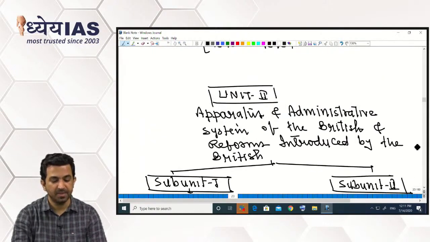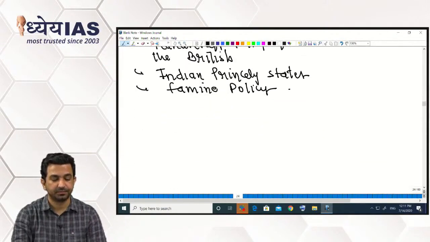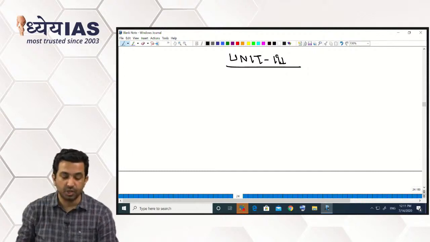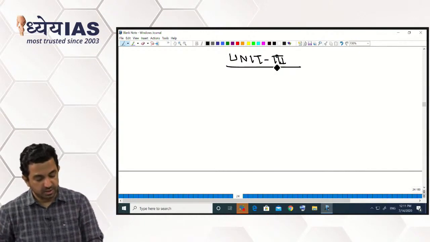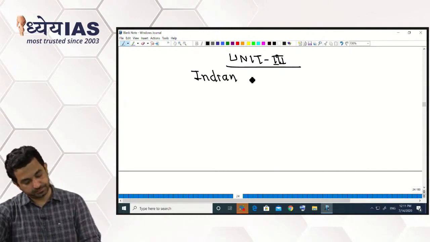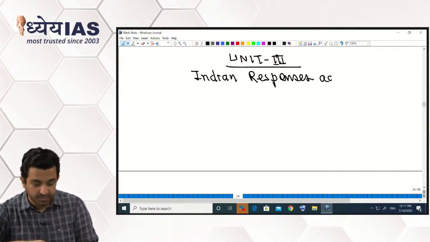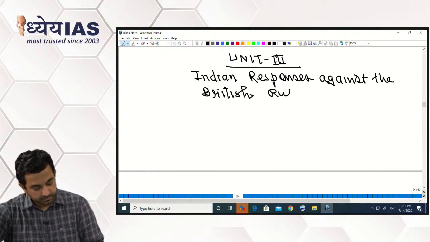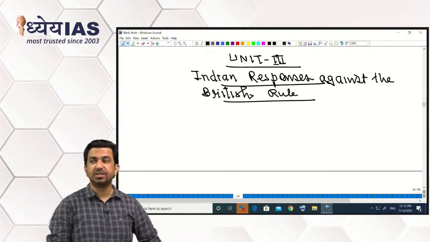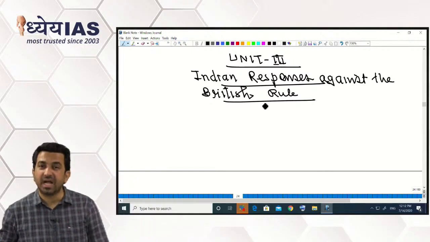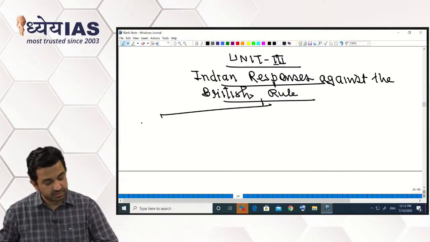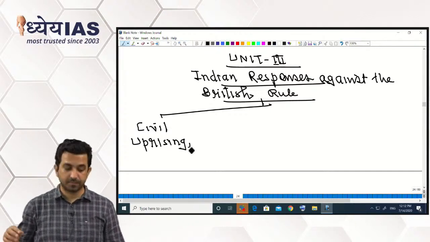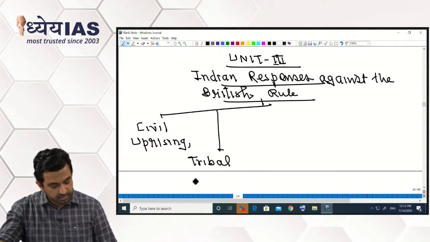So that covers unit 2, and now unit 3. From our syllabus of paper 2, unit 3 includes several important topics like Indian responses against the British rule, like revolts and rebellions, and this includes civil uprisings or civil revolt, tribal uprising.